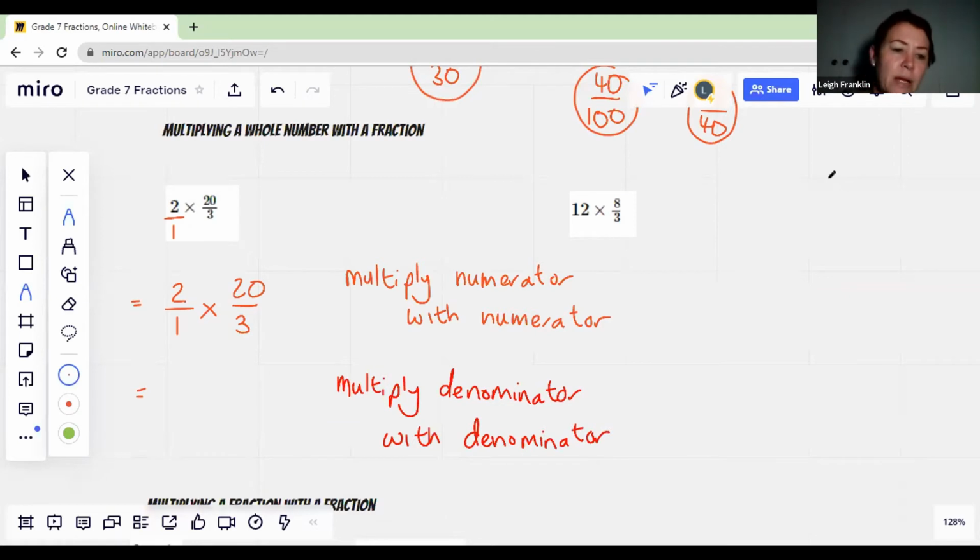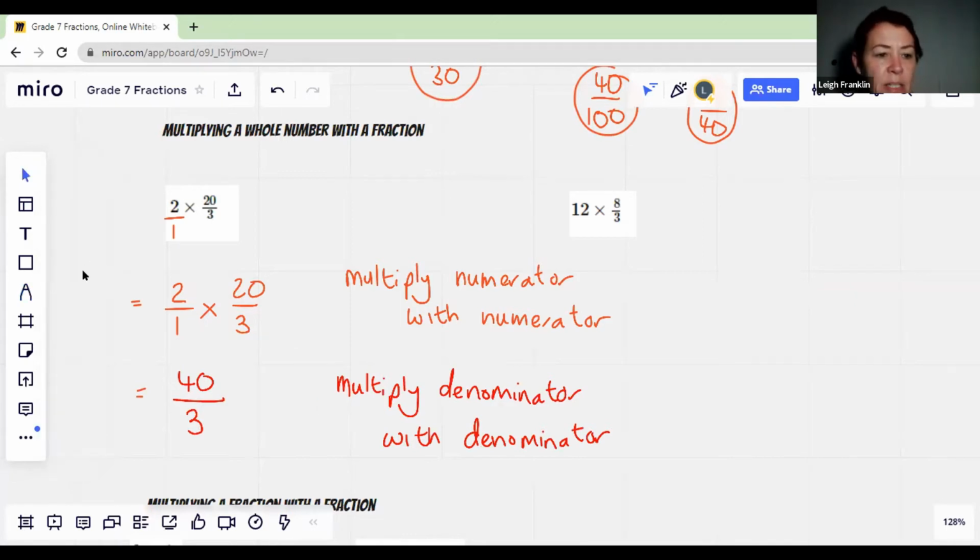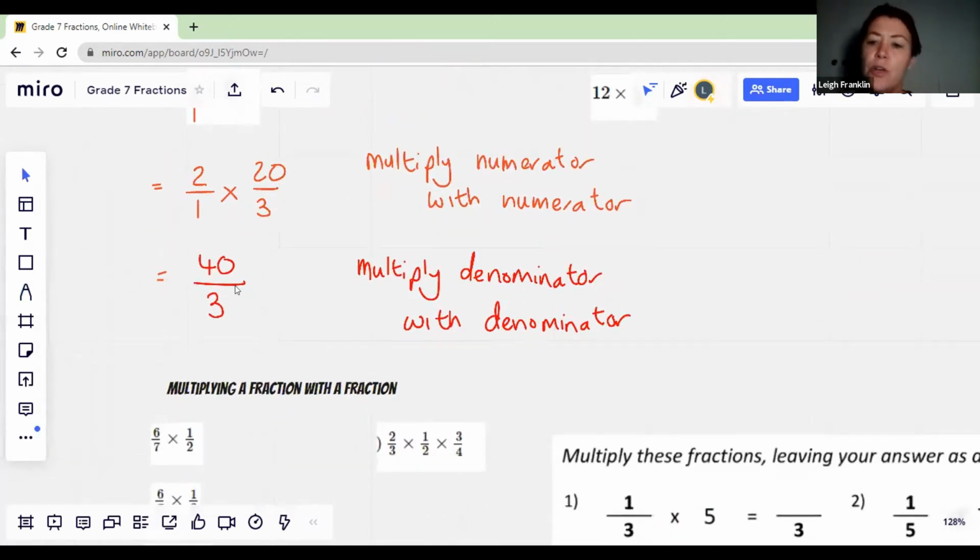Okay, so we're going to multiply 2 by 20, and we're going to end up with 40 at the top. At the bottom, we're going to say 1 times 3, and we're going to end up with 3 at the bottom. In primary school, perhaps they expect you to then write 40 over 3 as a mixed number. If they expected you to do that, then I'm going to ask Tumisho, do you know how you would then write that as a mixed number?